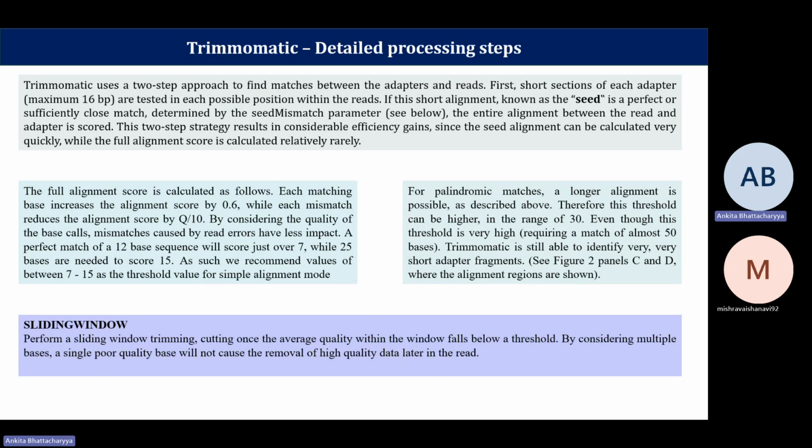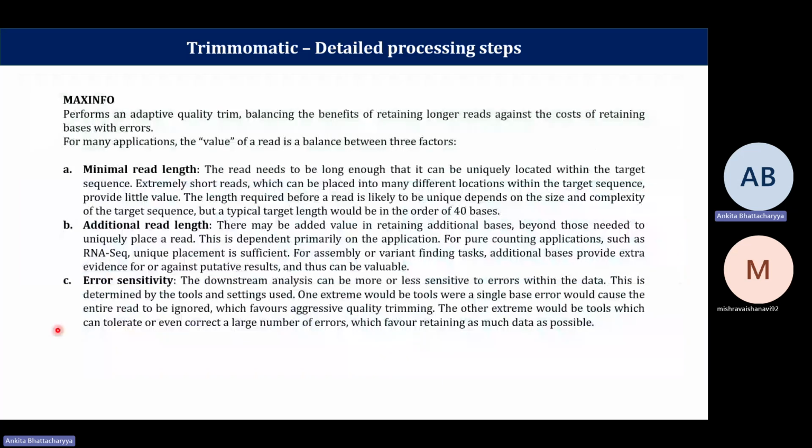Sliding window we have already discussed. Then MaxInfo, its job is to perform an adaptive quality trim, which basically balances the benefits of retaining longer reads against the cost of retaining any erroneous bases. There are certain parameters under this as well for trimming: minimal read length, additional read length, and error sensitivity. Again, I think I explained all of this in detail. Maybe we'll move on to today's class.